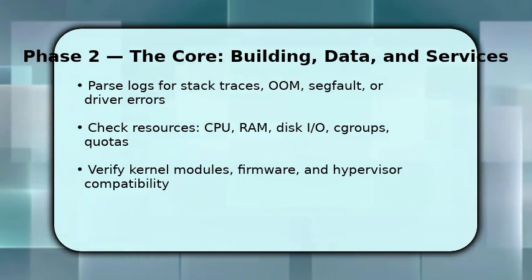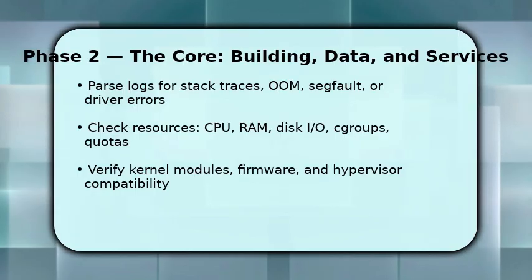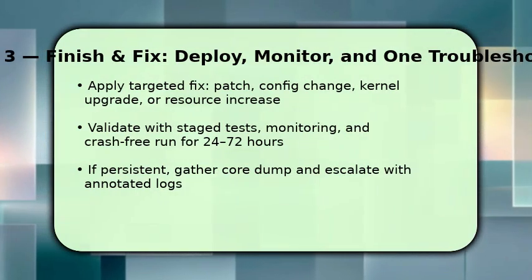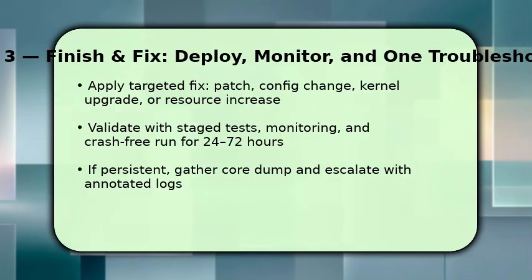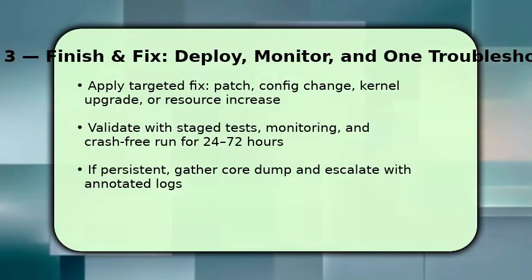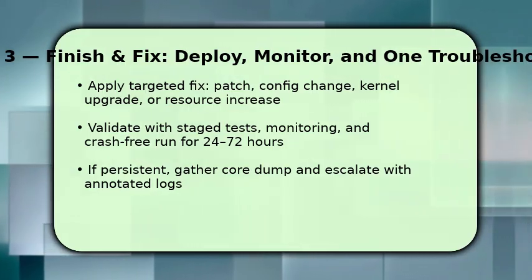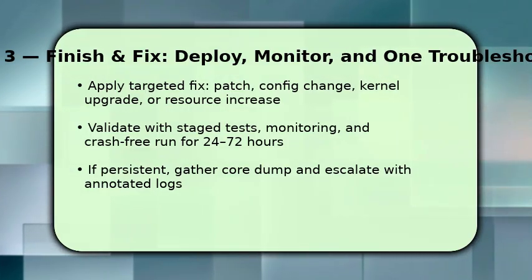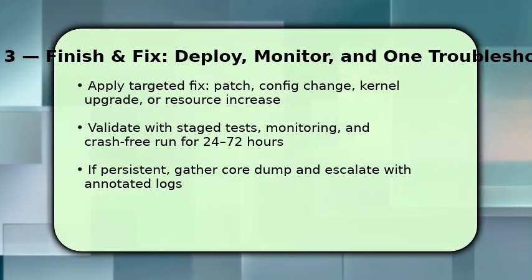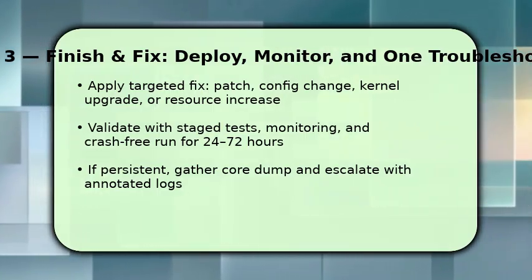You implement the fix that matches the diagnosis. Apply the patch, adjust F1vm config, upgrade the kernel or hypervisor, or increase RAM/IO limits, and explain why each action addresses the root cause. Once applied, run staged validation tests and enable monitoring to confirm stability for 24 to 72 hours.